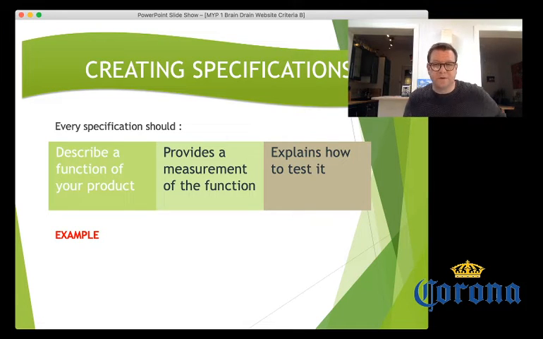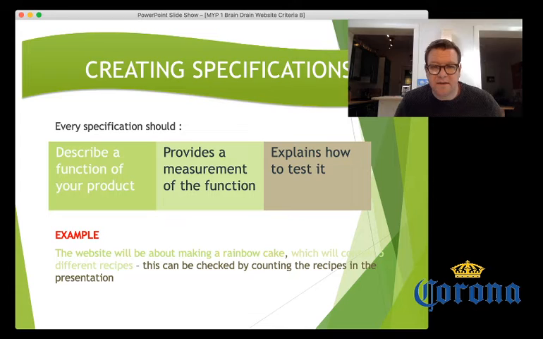So for an example, for a website, you can see the example I've given you here is the website will be about making a rainbow cake. Say you're making a recipe website, which will contain different recipes. You can see that it contains 5 different recipes, and this can be checked by counting the recipes in the website.